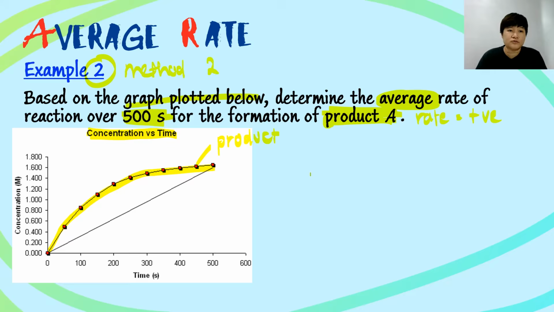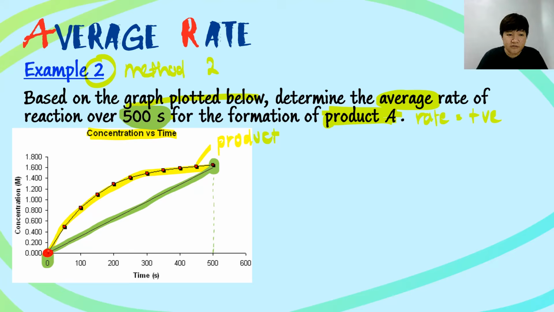So how do we use method 2 to answer the average rate? Simple. Look at the time that we want. We are looking for 500 seconds for the formation of product A. 500 seconds means I'm moving from 0 all the way to 500 seconds. So what are we going to draw? We are going to draw a straight line, connecting the point at time 0 to the point at time 500. And then you are going to find the value of these points.